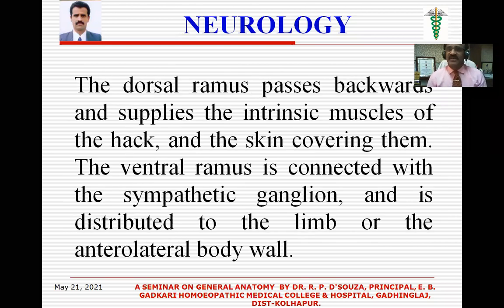The dorsal ramus passes backwards. So the backward side is supplied by the dorsal ramus, which supplies the intrinsic muscles of the back and the skin covering them. The ventral ramus is connected with the sympathetic ganglion and is distributed to the limb or the anterolateral body wall.